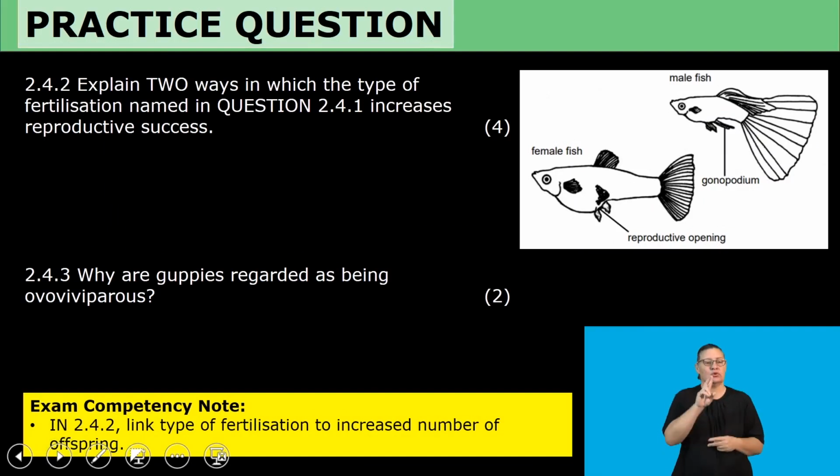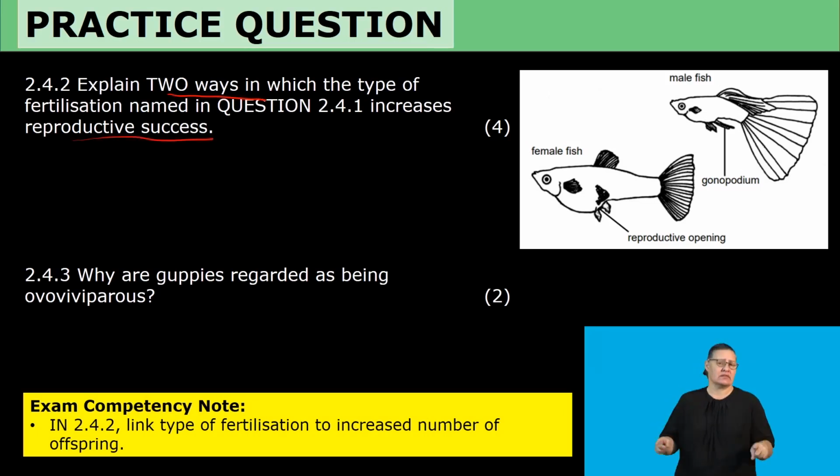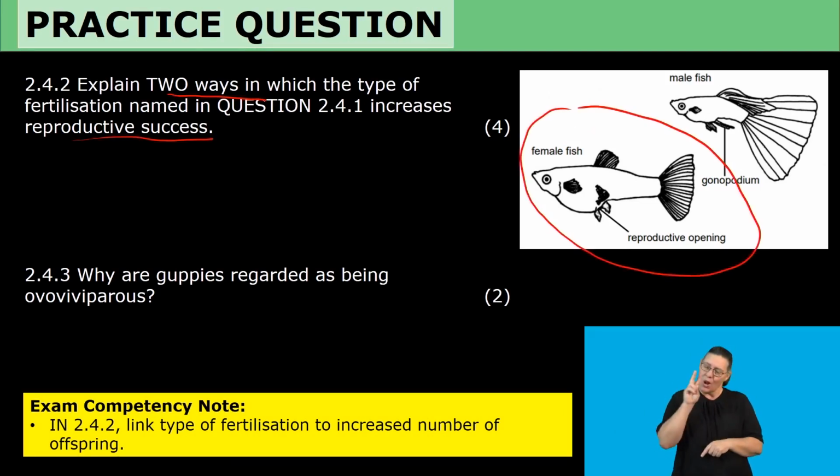And the next question, 2.4.2, explain 2 ways in which the type of fertilization named in question 2.4.1 increases reproductive success. So we are already looking at the diagrams here. They are showing us the diagrams. Don't ignore the diagrams when you see them in the examination. Here is the male fish, here is the female fish, and the sperms are deposited in the female.